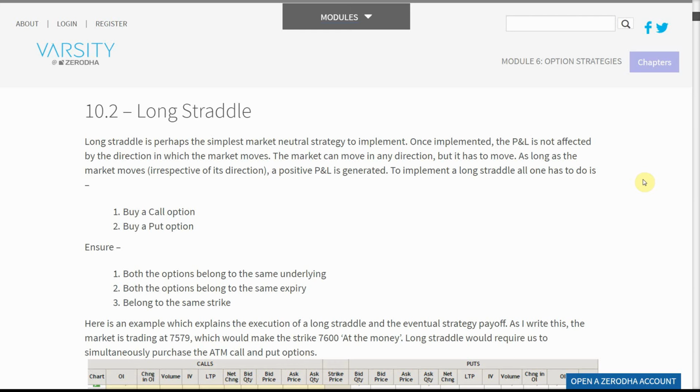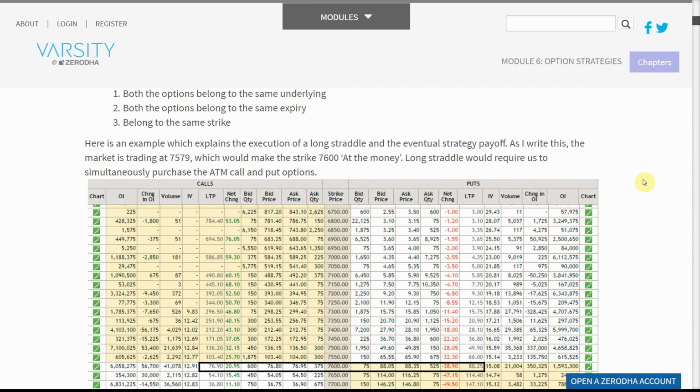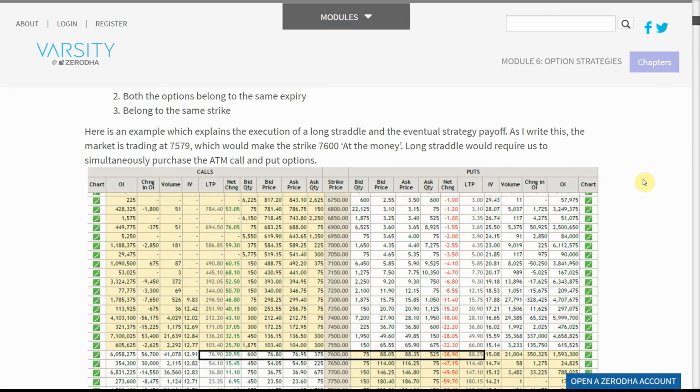To implement a long straddle, all one has to do is buy a call option, buy a put option, ensure both the options belong to the same underlying, the same expiry, and the same strike. Here is an example which explains the execution of a long straddle and the eventual strategy payoff. As I write this, the market is trading at 7,579, which would make the strike 7,600 at the money. Long straddle would require us to simultaneously purchase the ATM call and put options.